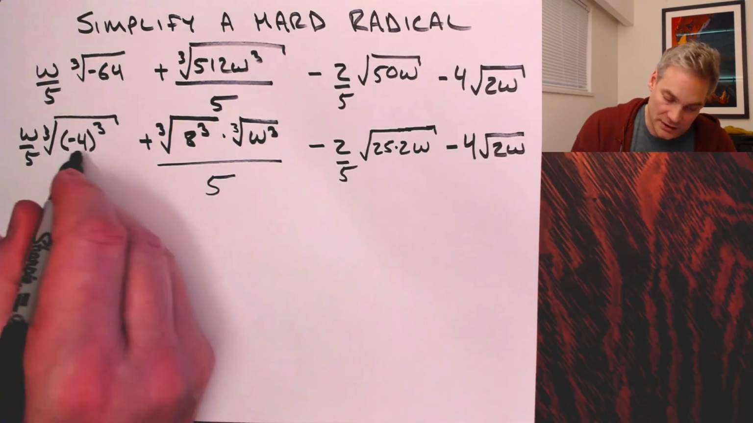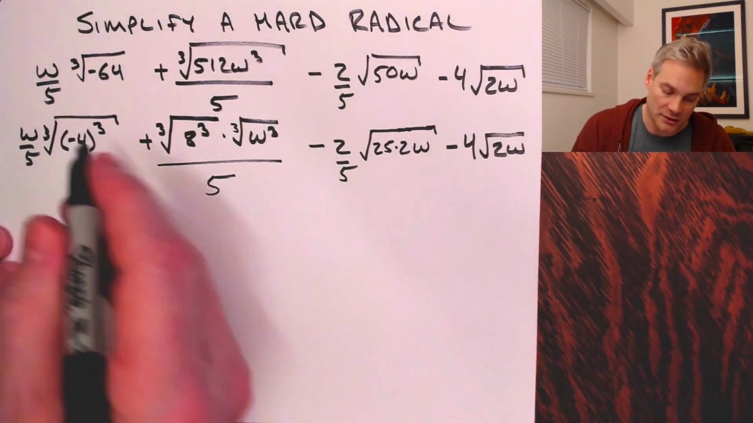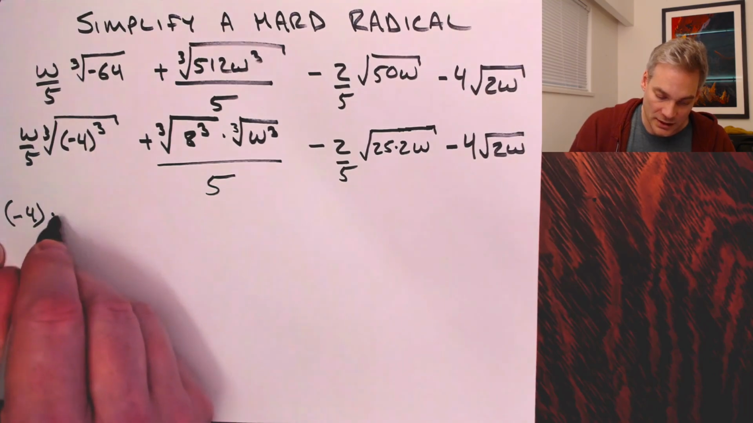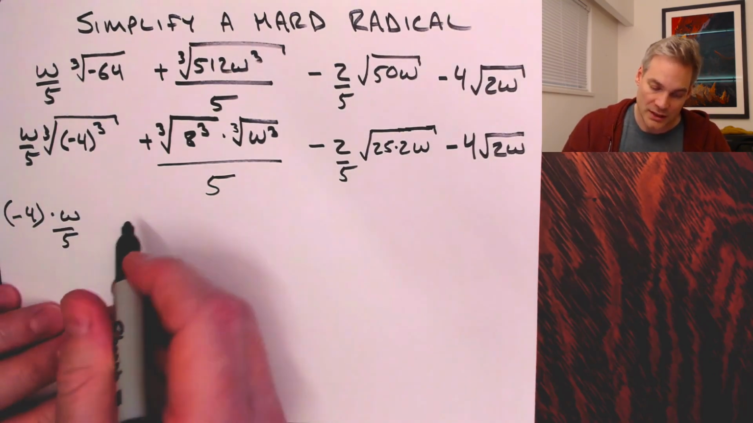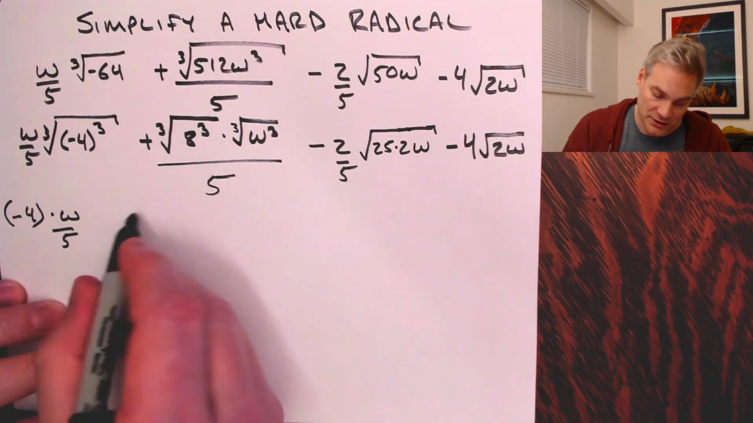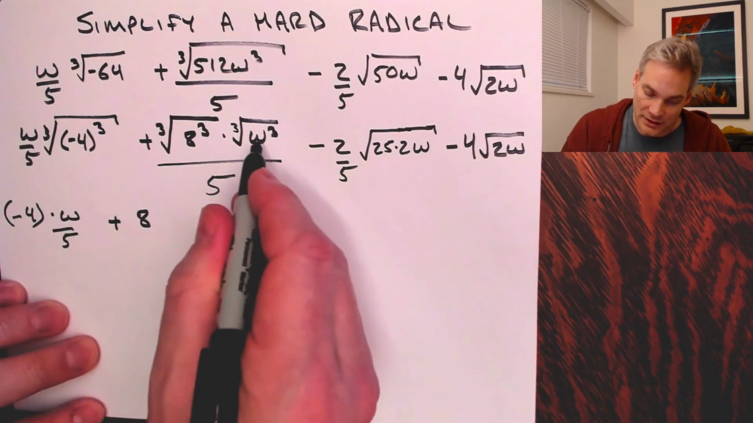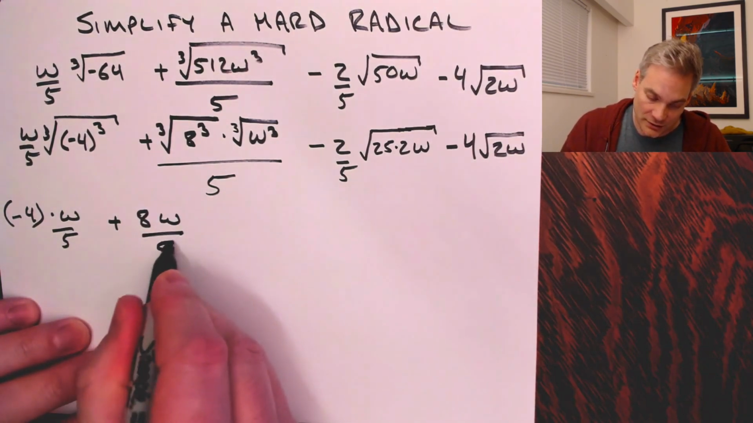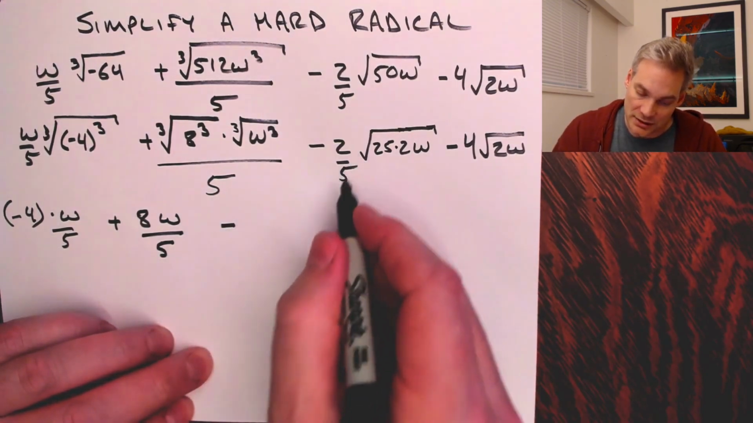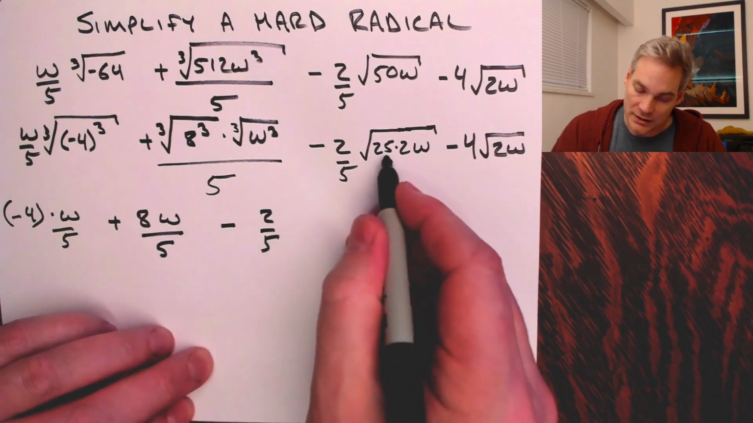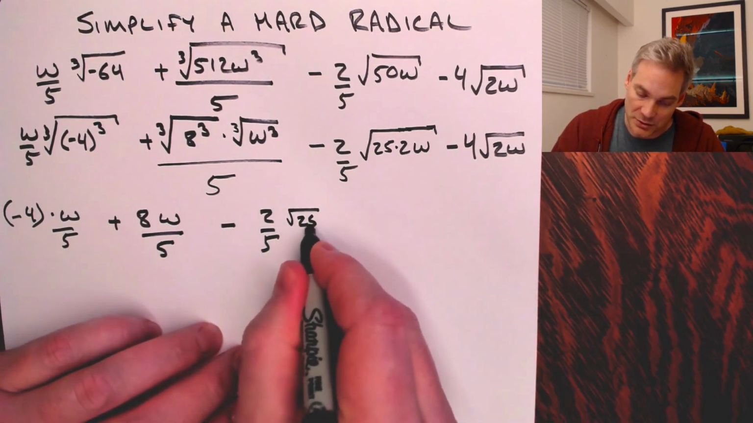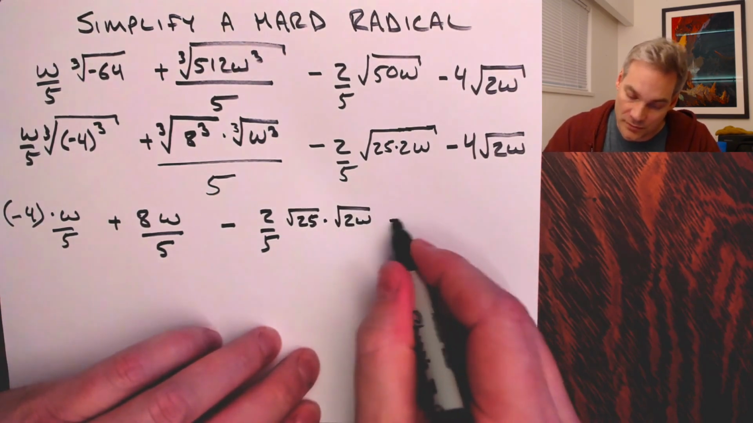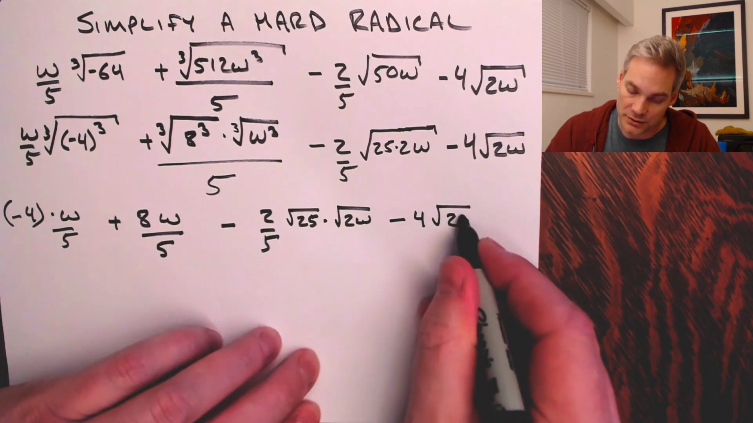So now we have this, the cube root of negative 4 to the power of 3 is just negative 4. So we have negative 4, put that in a bracket, times w over 5. Now the cube root of 8 cubed is just 8, so plus 8. And the cube root of w cubed is just w over 5. Now we have minus 2 over 5 times, and then we have this, which is square root of 25 times square root of 2w, minus 4 root 2w.